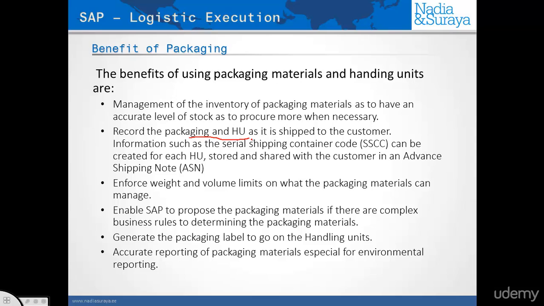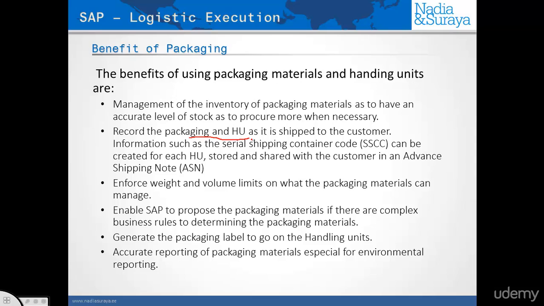You can also enforce weight and volume limits on the packaging material. So for example, a pallet can only accept 100 kilos. So you can put a maximum level. Okay, my packaging is the pallet, and it can only accept 100 kilos. So you can do some enforcement of weight and volume limits. If, for example, the determination of the packaging material is simple, you can get SAP to propose it.